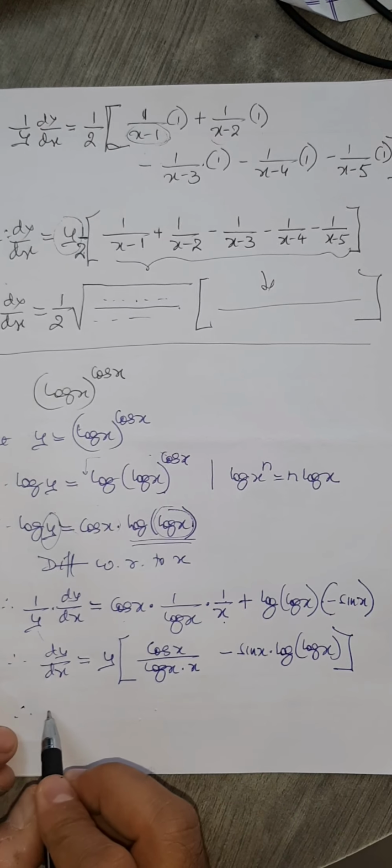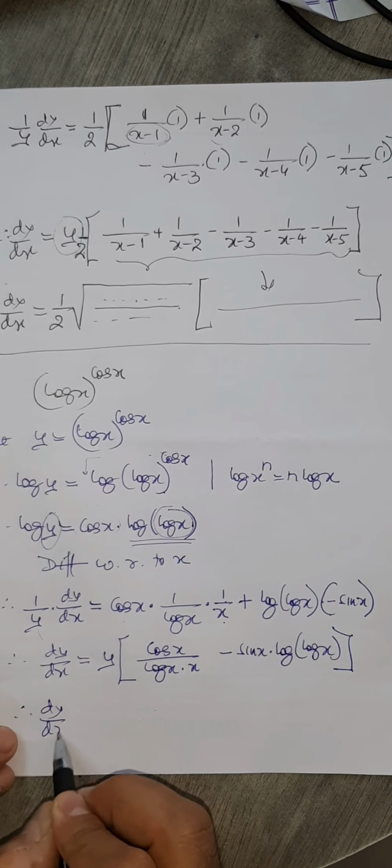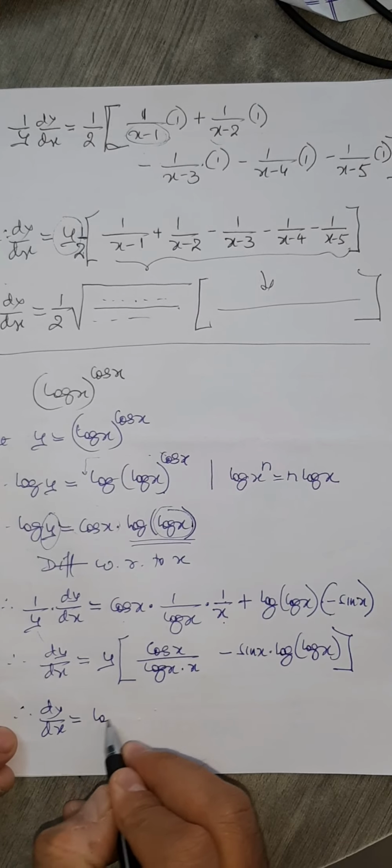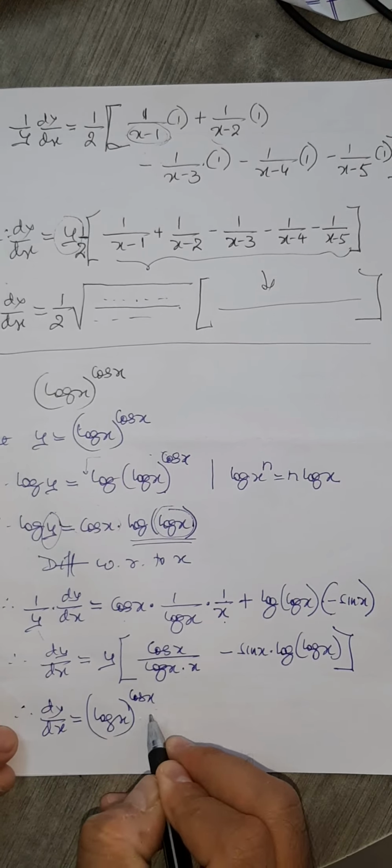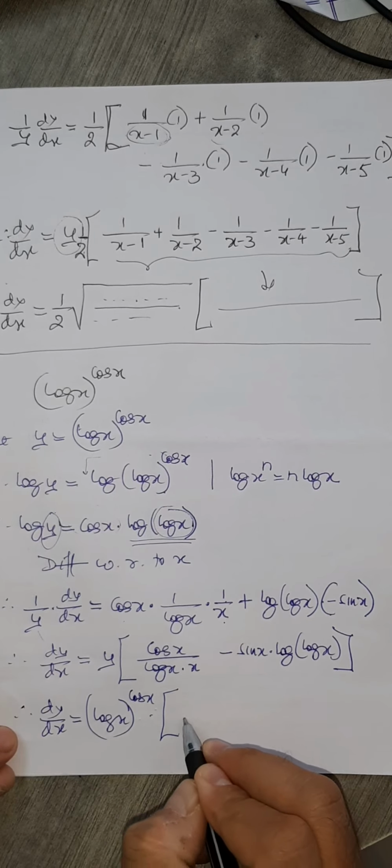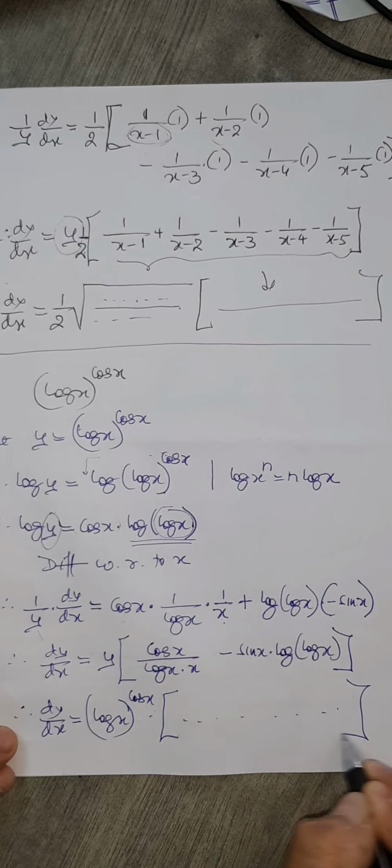You can place the value of y. So finally dy by dx equals, what was y? That is log x upon cos x into, just copy this expression. This is your answer.